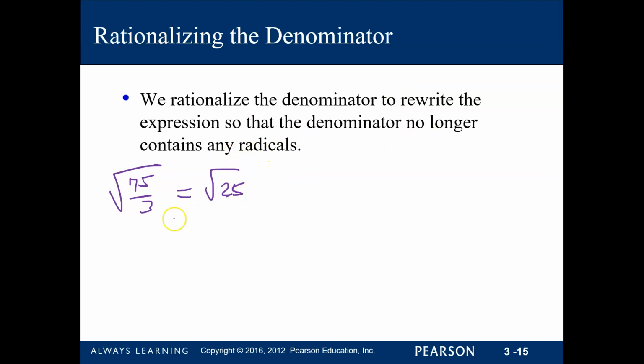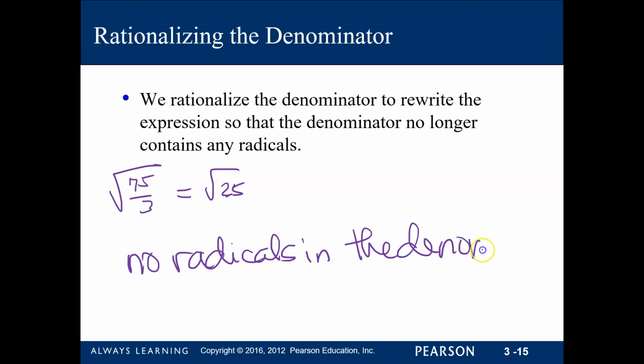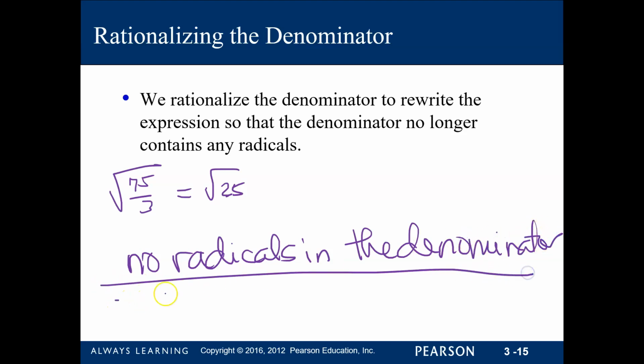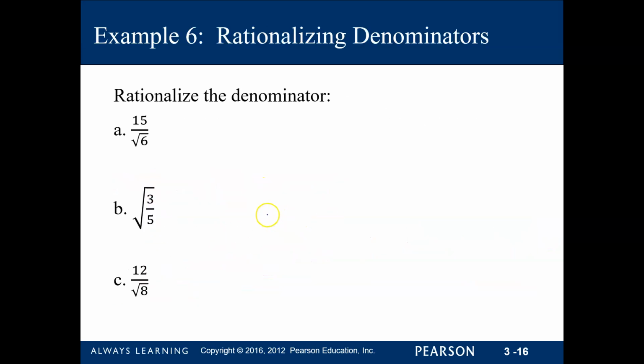We are rationalizing because we do not accept radicals in the denominator. Your denominator should always be a whole number. No radicals in the denominator. In this case, it's possible to divide them, so there was no radical left in the denominator. So how do we rationalize our denominator?